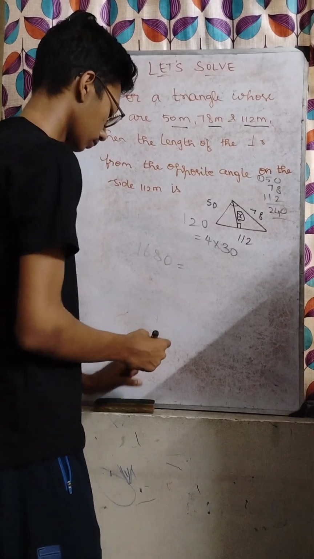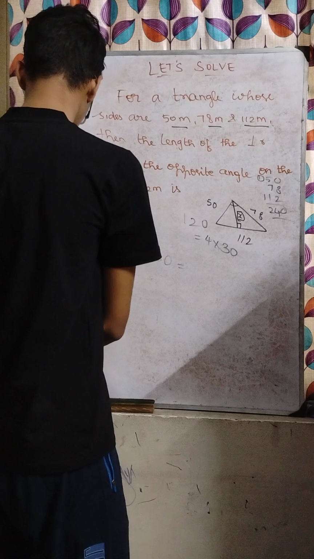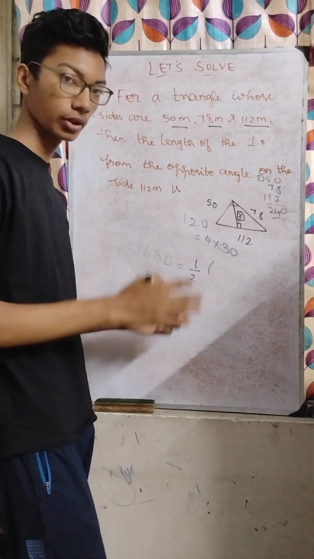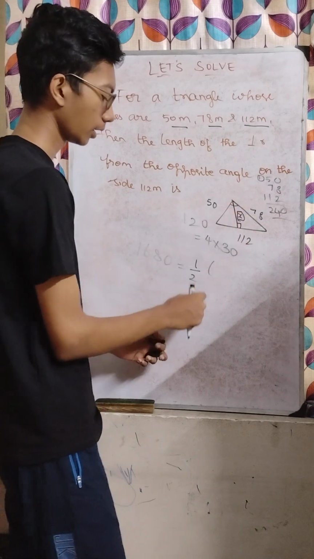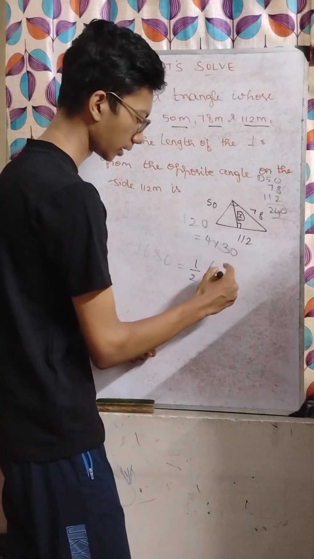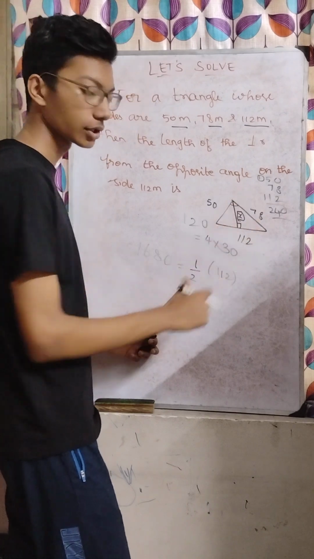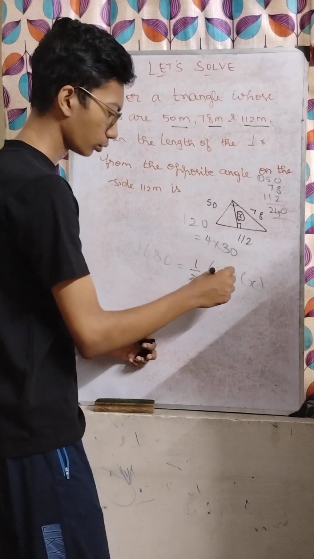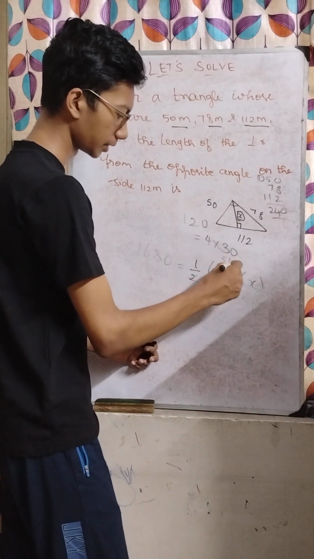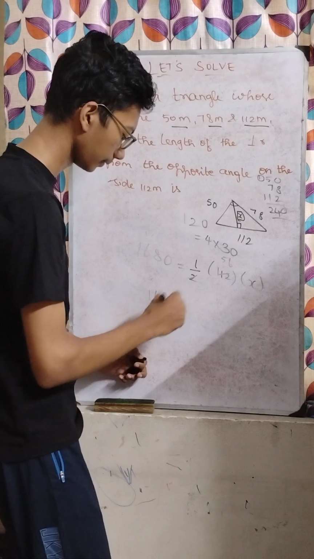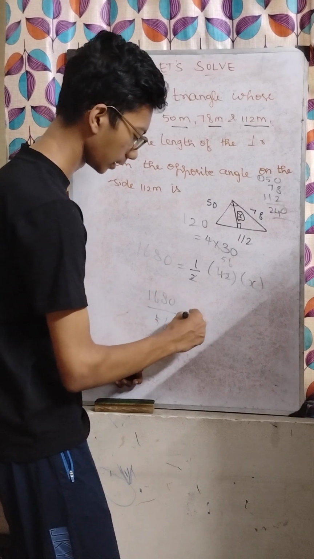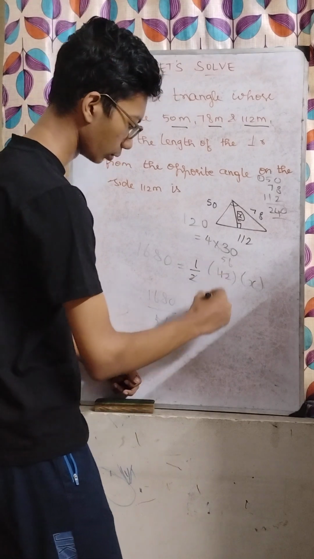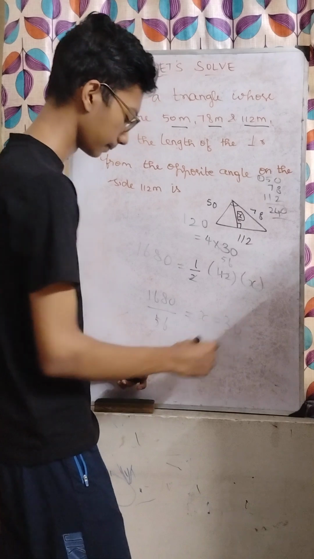So 1680 is equal to half into base into height. We know that formula. From this triangle, the base is 112 and the height is what we have to find out. So now we can cancel the 2 and write 56. Now 1680 divided by 56 equals x. Whatever the value of this is the value of x. So x is equal to 30.